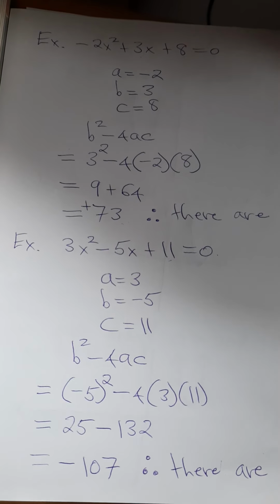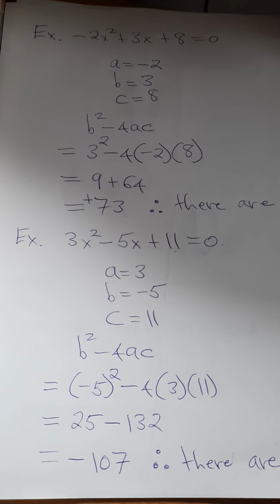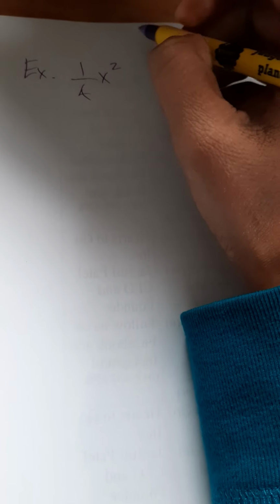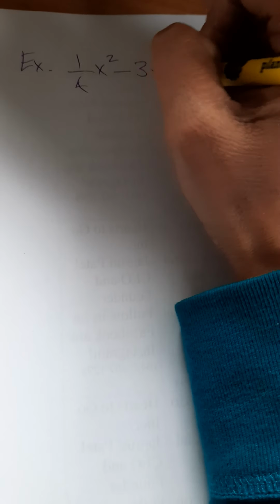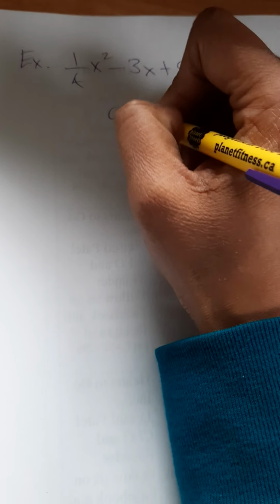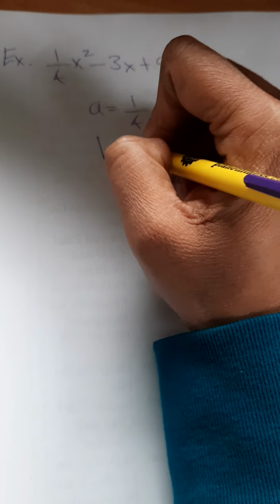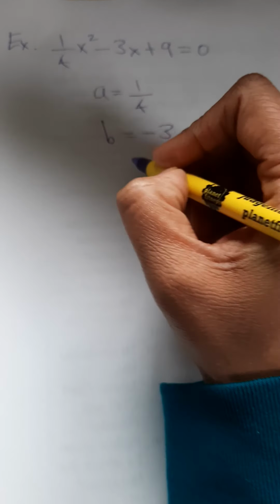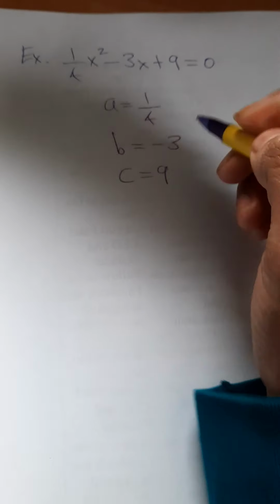Okay, so let's try one last example here, and we're going to write it on here. So I have 1 over 4 x squared, and I'm going to do minus 3x plus 9 equals 0. So one more time, the value for a is 1 over 4. b is equal to negative 3. Make sure you're taking the sign in front. And the value of c is 9.